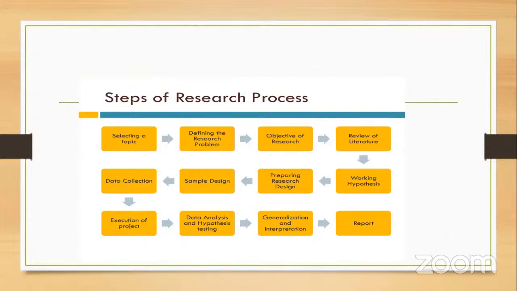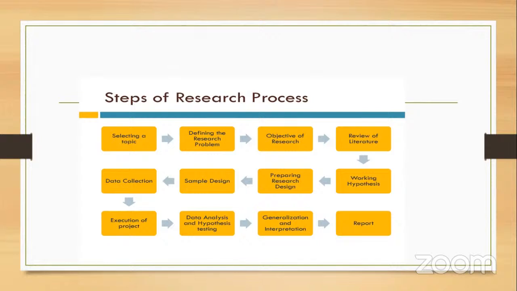What is that? Selection of a topic. That is the important element, because when you are going to choose a topic, it should be very specific and very clear. The second step is defining the research problem and objective. What is the objective of the research? The next step is the review of literature, and then the working hypothesis, then preparing a research design, then sample design, what sample you have taken, and the data collection, what are the ways you are going to collect the data.